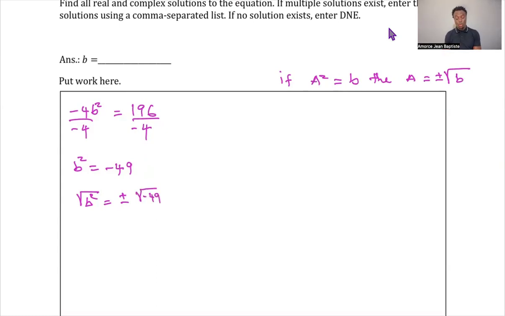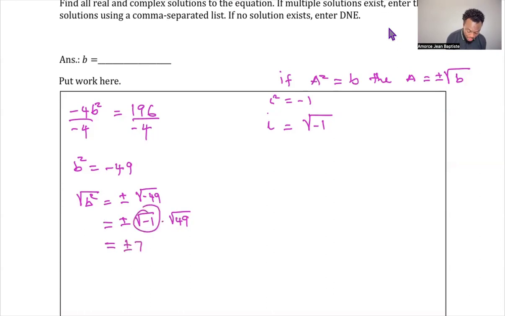Now, another thing that you need to remember is that the square root of negative 1 equals i, because i squared is negative 1. In this case, you can separate this solution as plus or minus the square root of negative 1 times the square root of 49. The square root of 49 is the regular radical of 49, which is 7. So that's plus or minus 7.